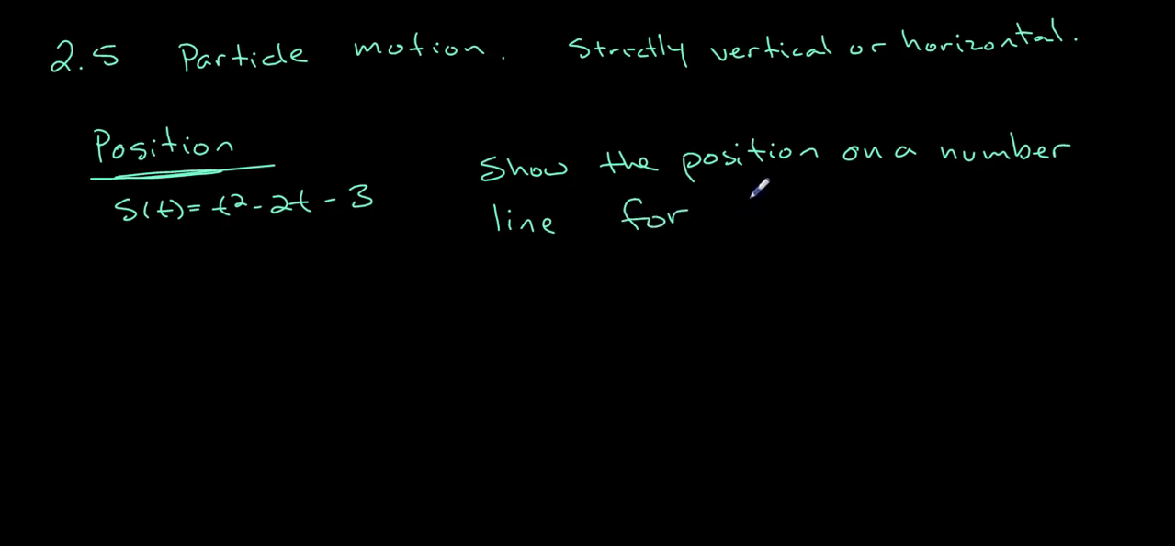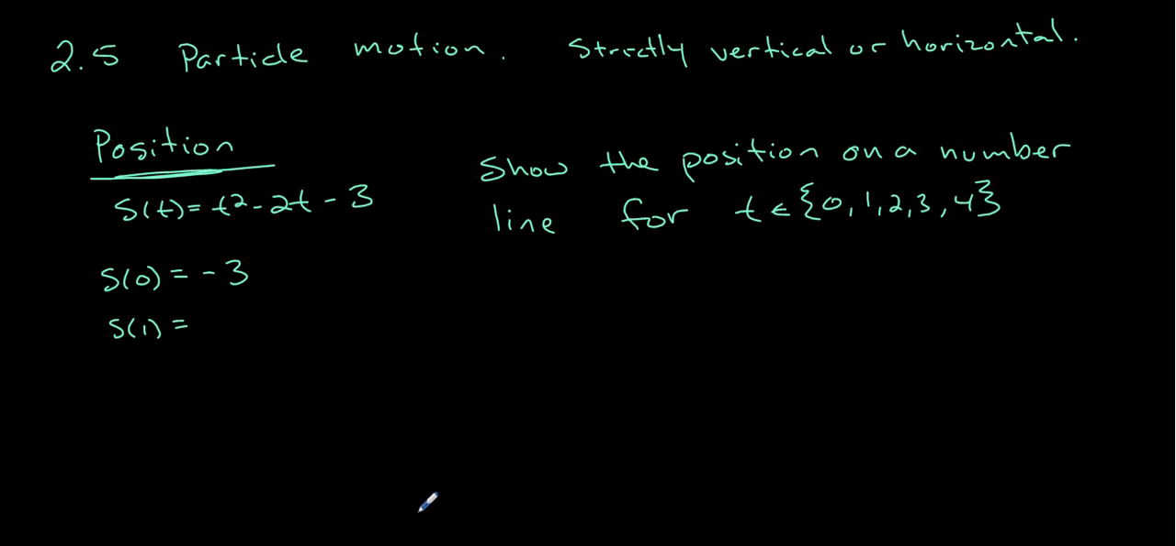For t 0, 1, 2, 3, 4. Let's do that. Let's show the position of some object that has strictly horizontal motion. We'll show the position at t equals 0, 1, 2, 3, 4. So let's find S of 0. I got that one. That one's easy. What's S of 1 then? The position for t equal 1.